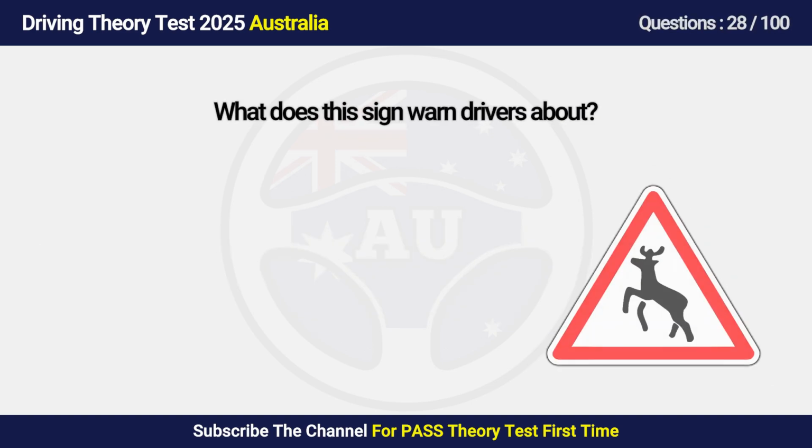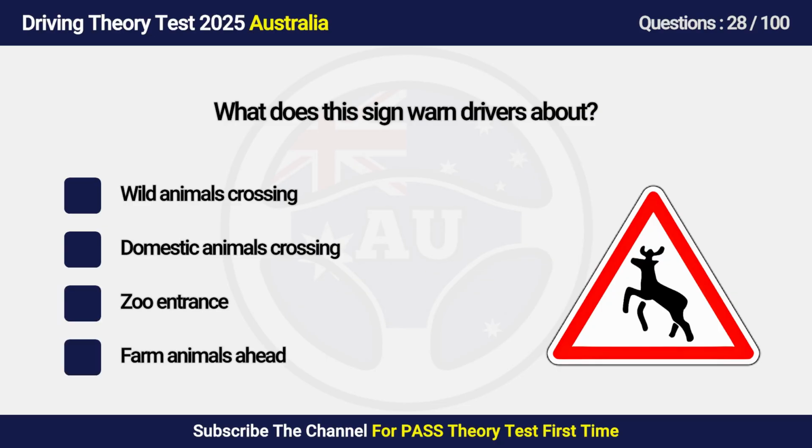Question 28. What does this sign warn drivers about? A. Wild animals crossing. B. Domestic animals crossing. C. Zoo entrance. D. Farm animals ahead.